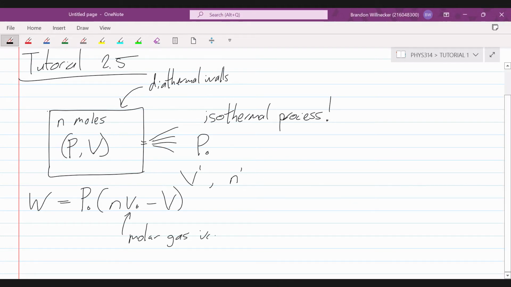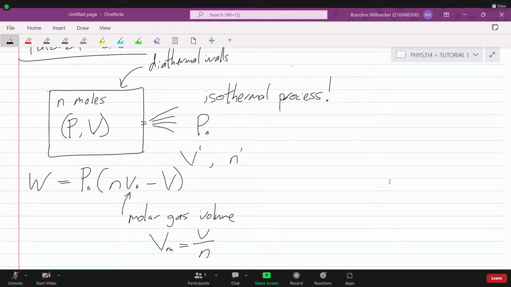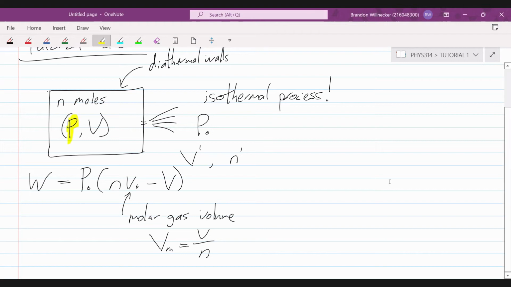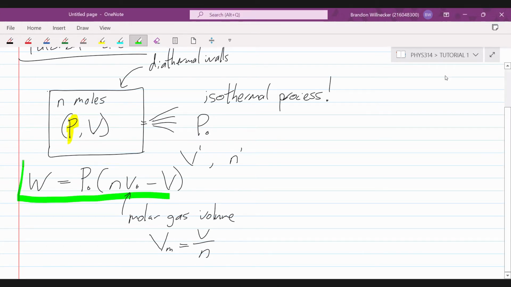Molar gas volume. Okay, I don't know if you remember this from high school chemistry. The molar gas volume, we put a little m in the bottom there, that's V over N. What about the initial pressure? Yeah, I've put that here, P. That's the pressure inside the container. Okay, so we want to show this equation here. Okay, that's our goal, is to find the work done and show that it's equal to that.